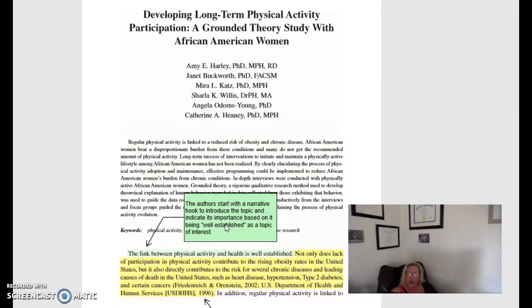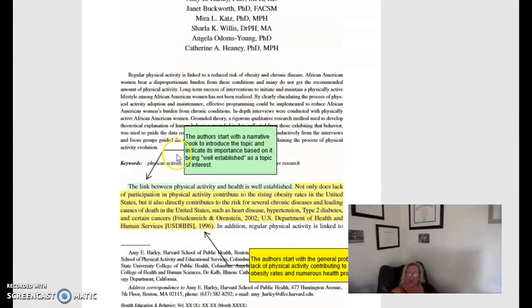This particular article here, they are showing us about the introduction.